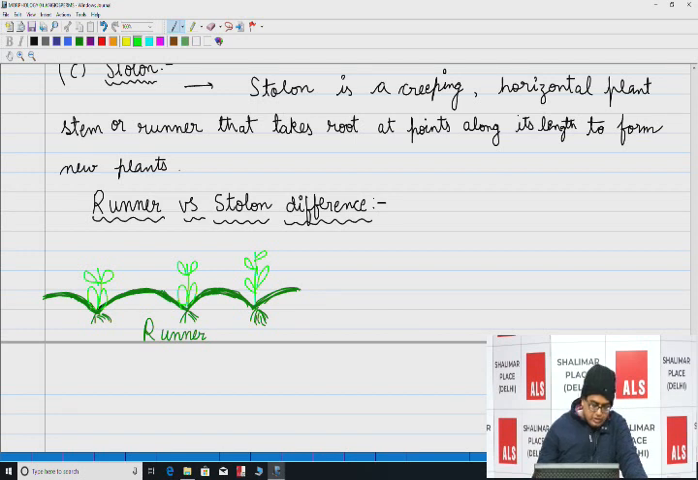And can you also understand what is the difference between runner versus stolon from the different point of view? Okay, center is still not online.